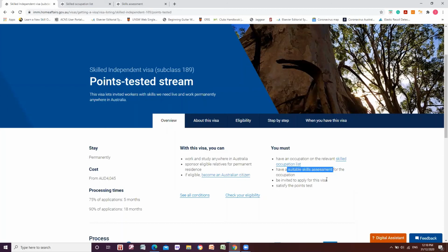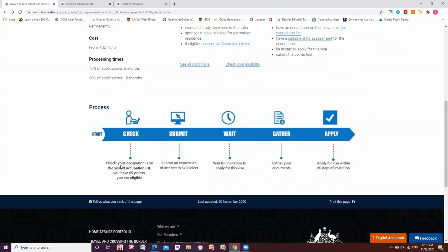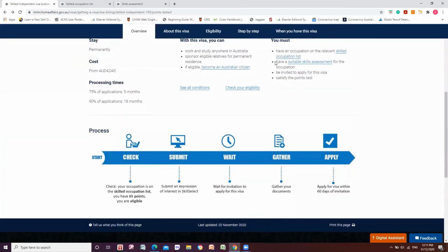Those are the things that you need to do in order to comply with this requirement, that your occupation is on the skilled occupation list and you have a suitable skill assessment for the occupation.